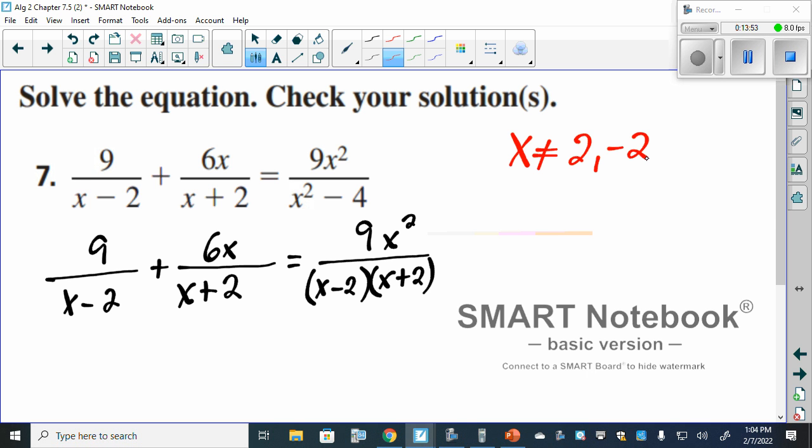Any questions on this here? Now, what do we need to multiply each one of these by? X plus 2 and x minus 2. And we're doing this to simplify the denominators out.